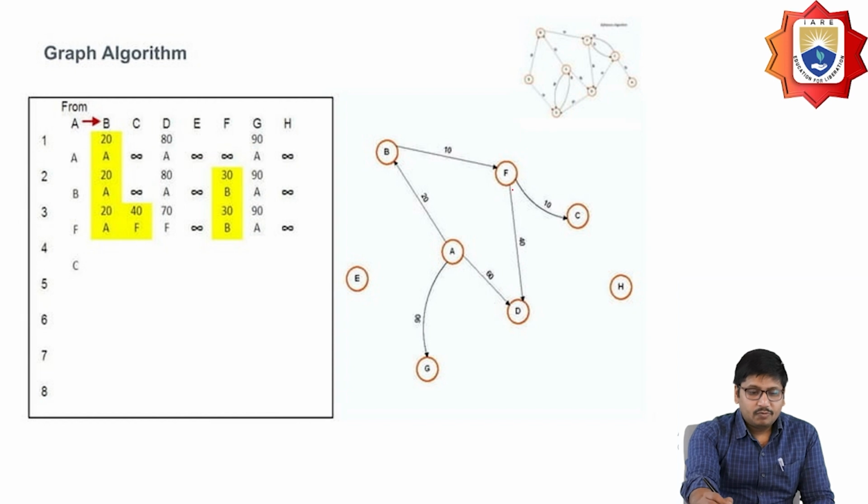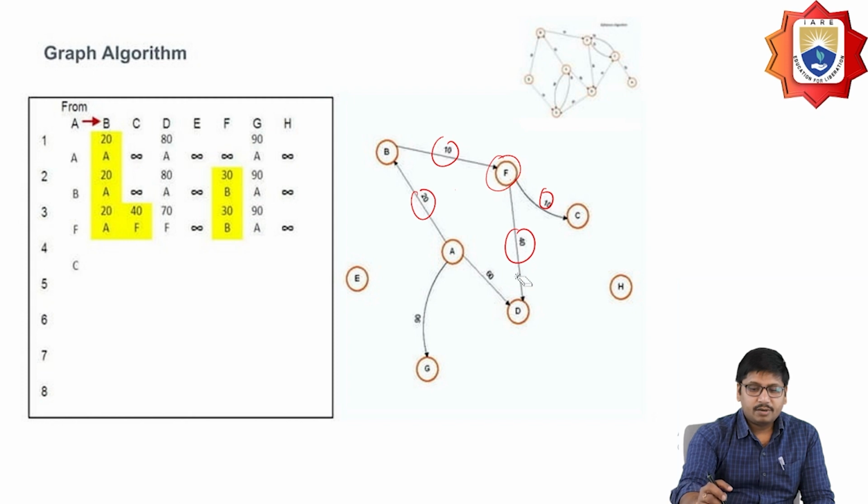So from F, I'm finding what should be the next shortest path. From F to A it should be 20, and F to C, how much should it be? 20 plus 10 plus 10, that should be 40 here. And similarly from F to D it should be 20 plus 10 plus 40, so that should be 70 here.